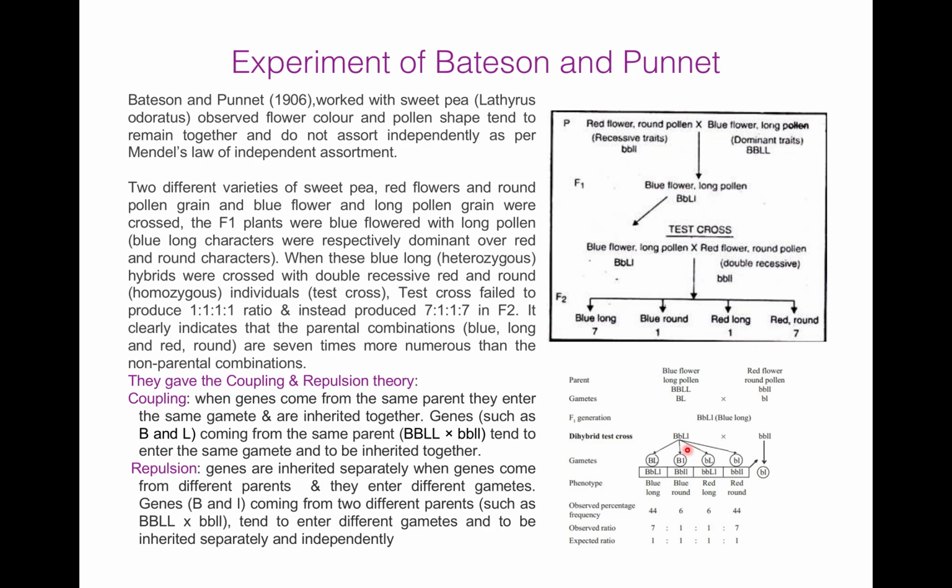So this is about the experiment of Bateson and Punnett. He observed a ratio of 7:1:1:7, but the expected ratio was 1:1:1:1. Why did it happen? Because of linkage. Always, parental combinations tend to remain together and they do not assort independently.